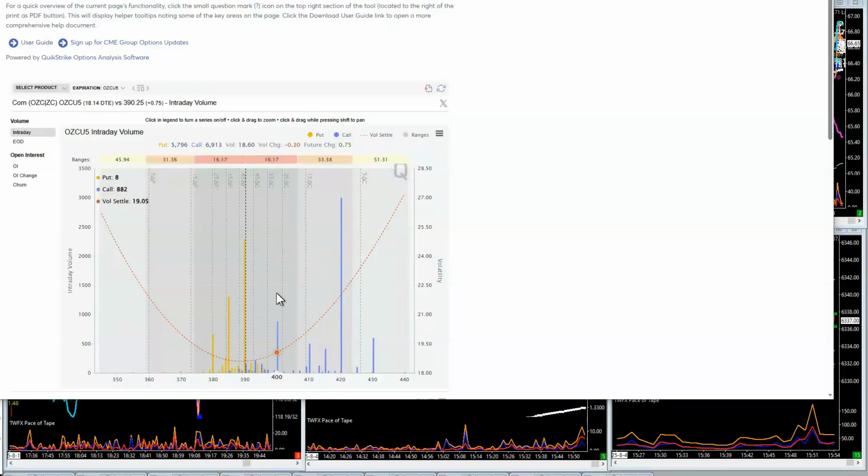When do we hedge out the 400s? When do we hedge out the 420s? In other words, what's the downside potential for that 390 to run into the end of hedge trade? Because you don't keep hedging forever.